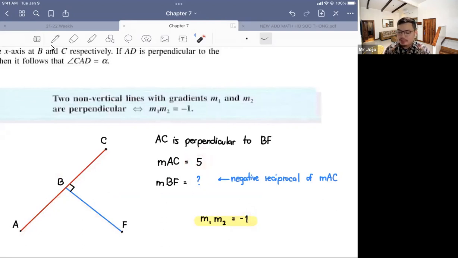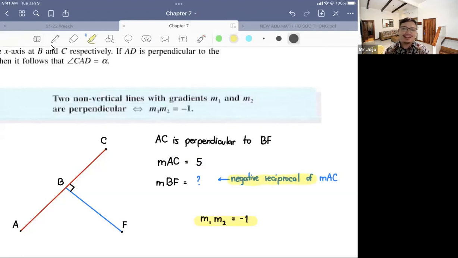So what's the missing number here? What is the gradient of line BF, such that when you multiply 5 and the missing gradient, your answer is -1? What's that number? If you're looking for that number, always remember this phrase: you need to get the negative reciprocal of the other line's gradient.